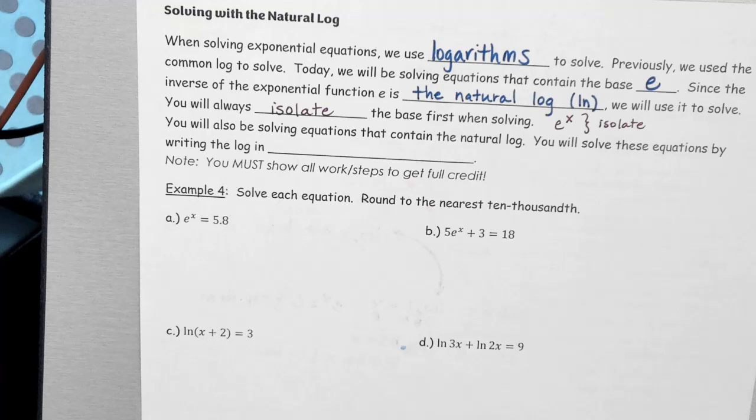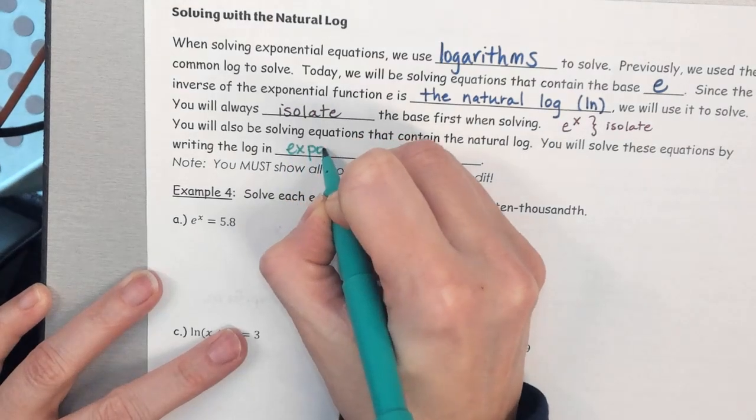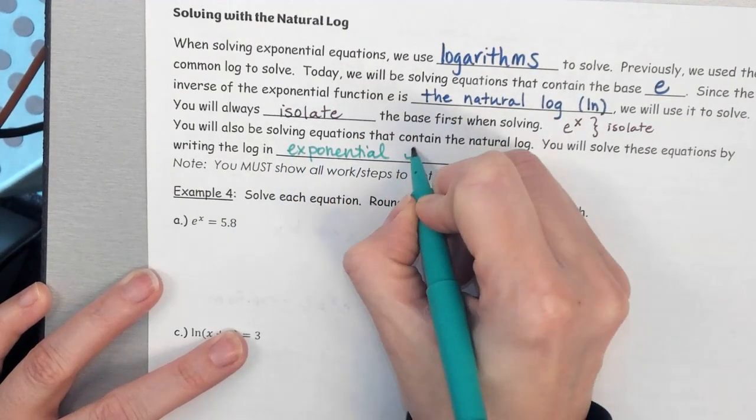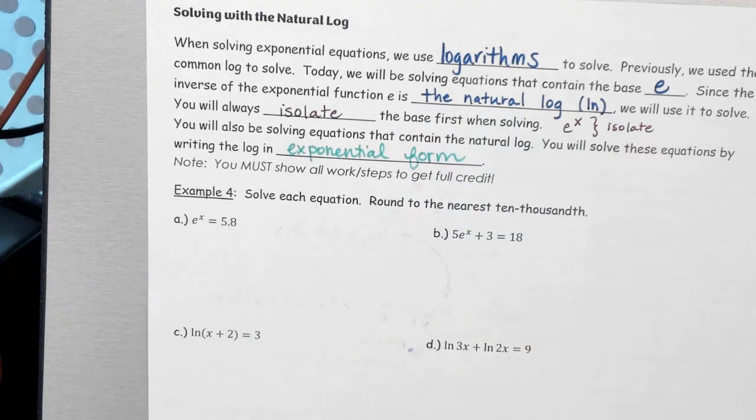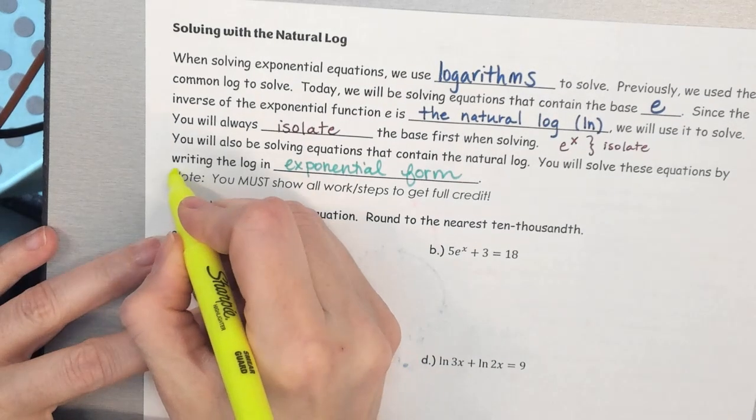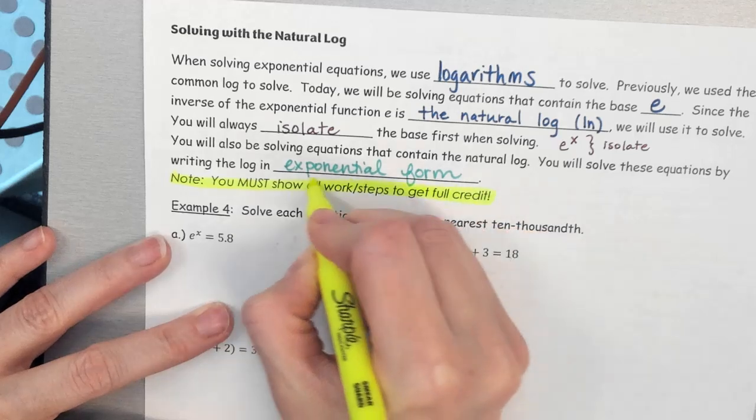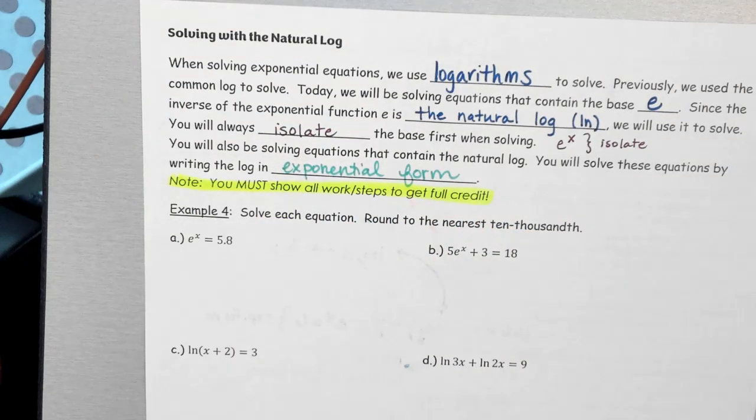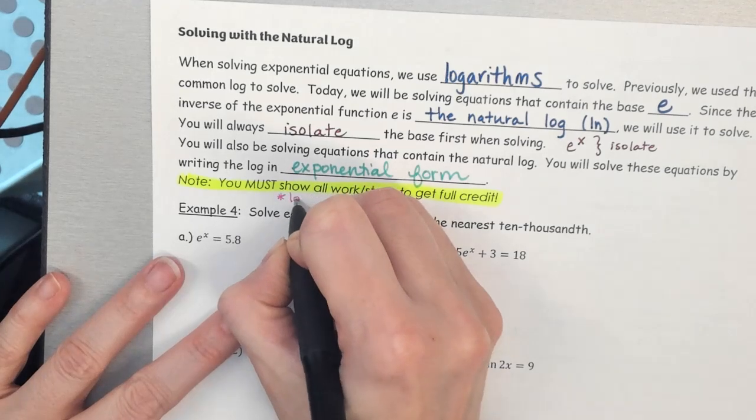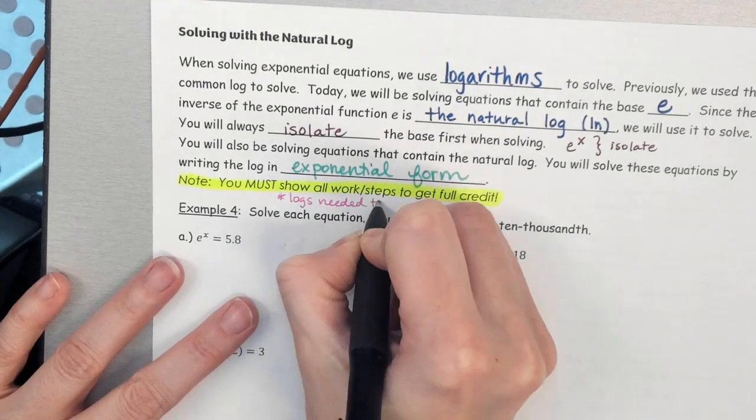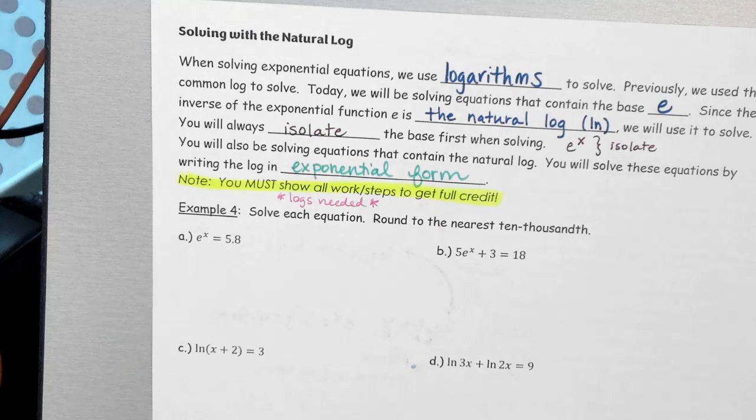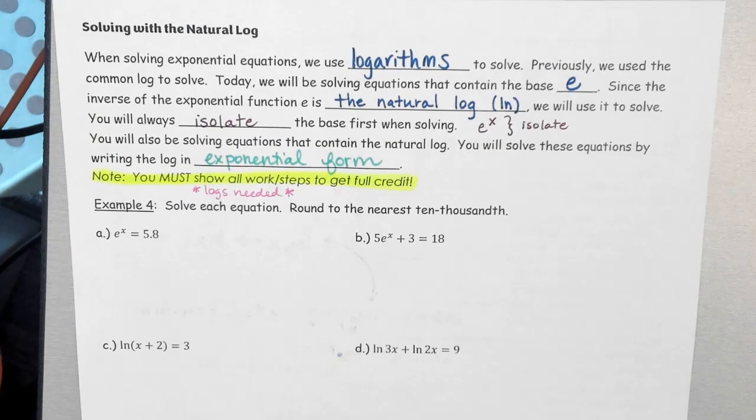Okay, now some of your equations contain logs. So if you have a log in the equation, you are going to solve those by writing the log in exponential form. Okay, and then I put an important reminder here for you. So you're going to have to show all of your work with logs in order to get credit. Okay, being able to write out those steps is going to be really important as you're moving up in higher level math.